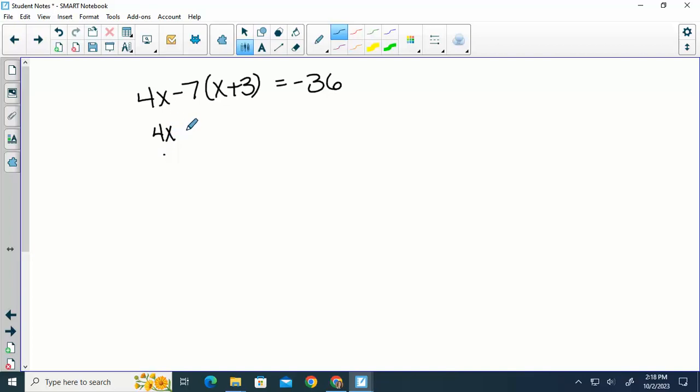Distribute the negative 7. So we have a negative 7x minus 21. All right, the biggest problem I'm seeing, when you guys are combining these, you're not moving them to the other side of the equation. So I don't have to add 7x. They're on the same side, so we just put them together. So 4x minus 7x, negative 3x.